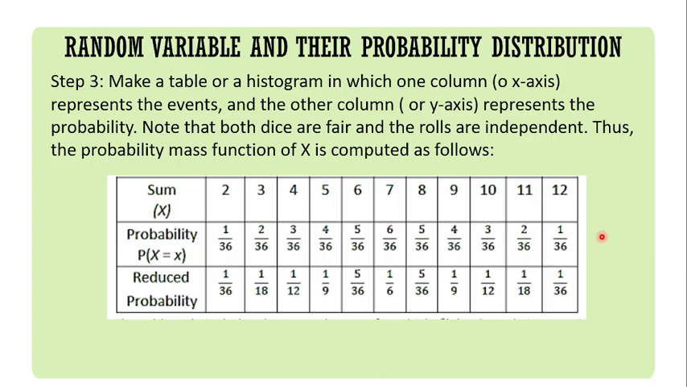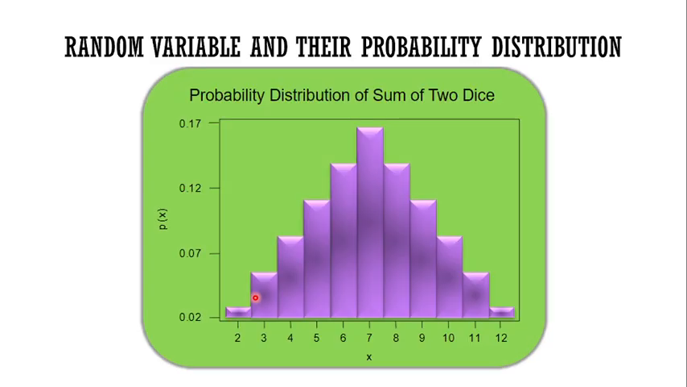That's why nag-came up tayo sa ganito. And we have to, of course, reduce, no? Find its lowest term, ika nga. So, this is now our PMF. We can also present this graphically, no? This information can also be presented graphically. So, this is called the probability chart of a random variable x.